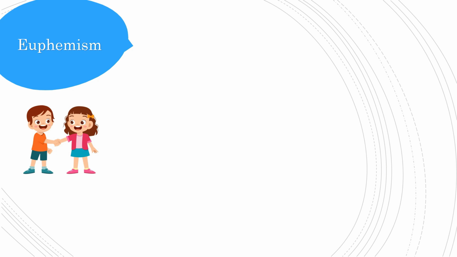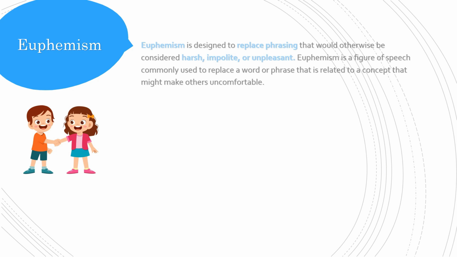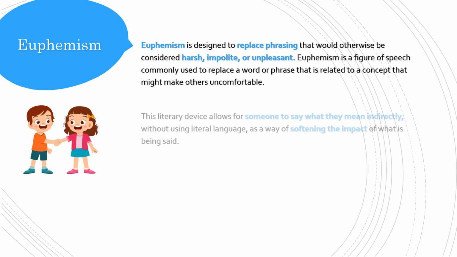Euphemism. Euphemism is designed to replace phrasing that would otherwise be considered harsh, impolite, or unpleasant. Euphemism is a figure of speech commonly used to replace a word or phrase that is related to a concept that might make others uncomfortable. This literary device allows for someone to say what they mean indirectly without using literal language, as a way of softening the impact of what is being said.